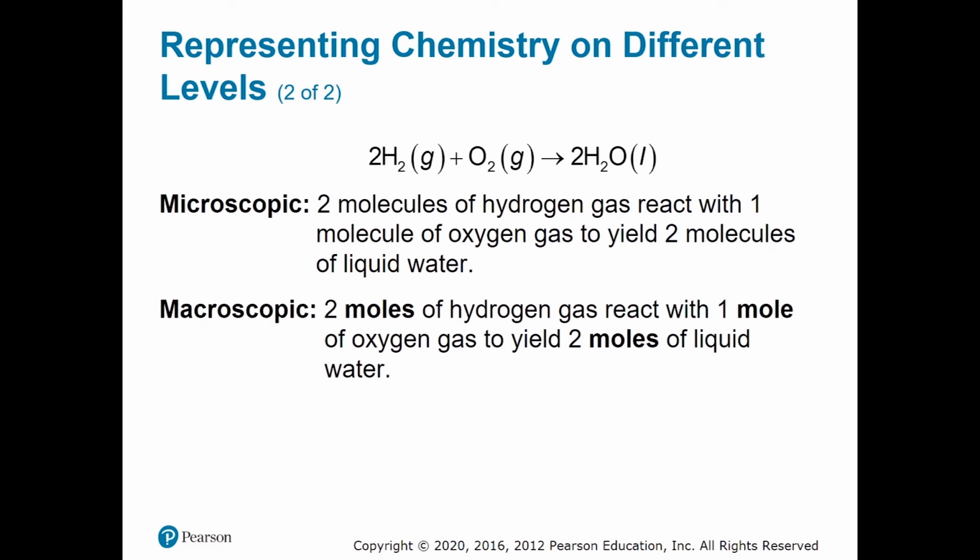This molecular level understanding is easier to conceptualize in some ways, but it's not very useful for the amounts of substances on a human usable level. For that, we need to interpret the stoichiometric coefficients not as numbers of molecules, but rather as the amounts of moles of each substance. So on a practical level, we can say that 2 moles of hydrogen gas react with 1 mole of oxygen gas to yield 2 moles of liquid water. Remember, 1 mole is 6.022 times 10 to the 23rd molecules.